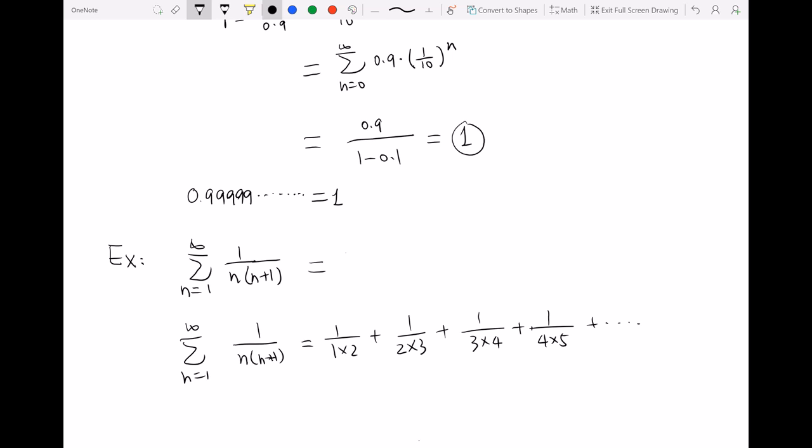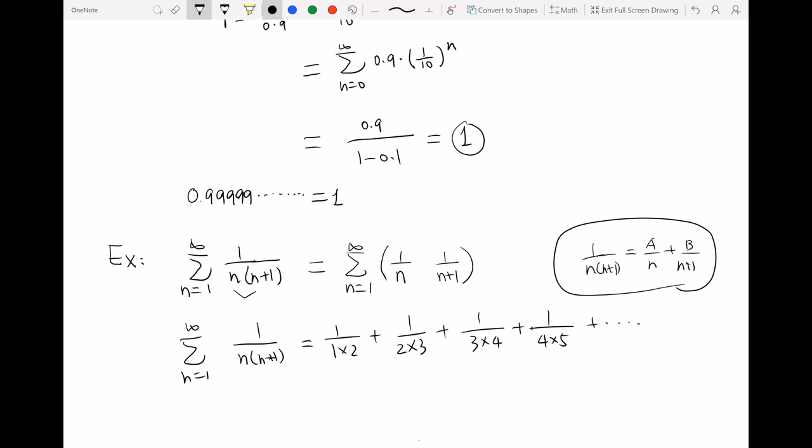So if I do partial fractions, this will equal the sum from n equals 1 to infinity. I want to put this as 2 different fractions, a over n and b over n plus 1. We can do a quick estimation. This is n plus 1, this is n. They just have a difference of 1. What do you think I have to put in the middle? Plus or minus? Minus. Very good.